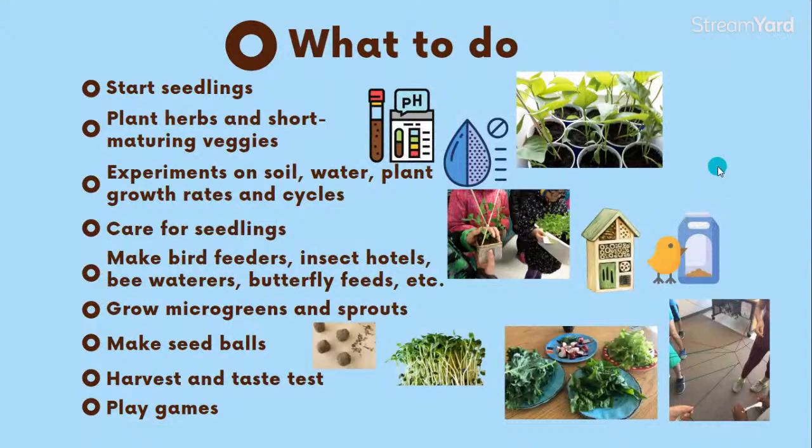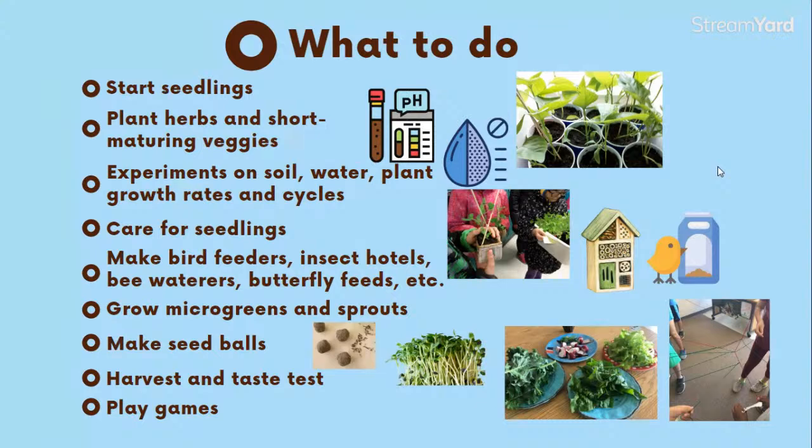So what to do? What are the activities that I suggest you do with the students in our school garden programs, classroom garden programs, as well as the Oasis classroom? Obviously, the major activity is starting seedlings. Those are the seedlings that you would eventually give away, donate, or transplant into your school garden if you do have a school garden and want to maintain one.